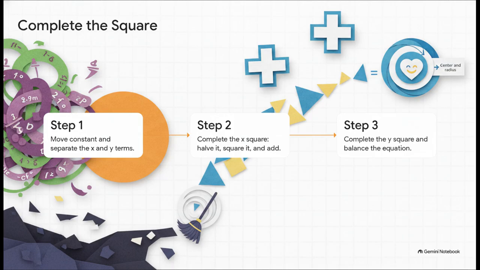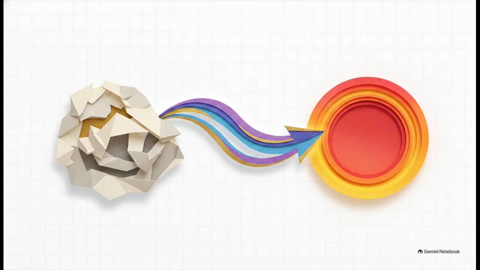Sometimes a circle's standard equation gets expanded out into this long, messy polynomial. To clean it up, we use a technique called completing the square. Now, I know that sounds scary and brings up a lot of math anxiety, but it's really just a simple 3-step cleanup job. You move the constant over, separate your x and y variables, and then add the squared halves of your coefficients to both sides. Do that, and the equation neatly collapses right back into our standard formula, clearly revealing the center and the radius again. Easy.